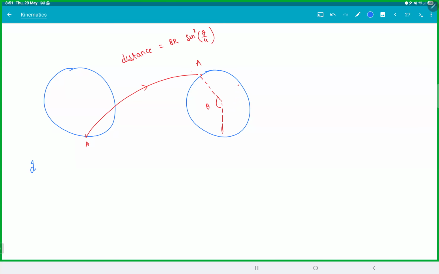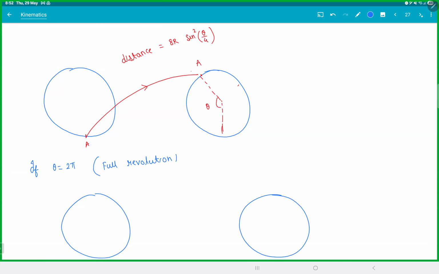And if you take theta equal to 2 pi, that means it has done one full revolution. Then the path would look something like this. That's what you get, a cycloid. This point A would be going like this, like jumping like a frog. This total distance would be, substitute theta equal to 2 pi, you will get 8r.